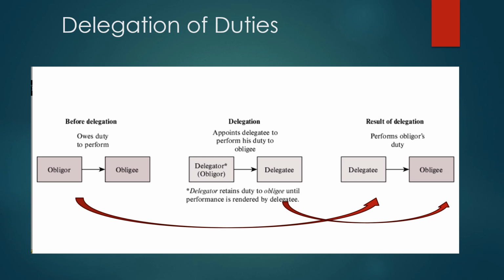And when we talk about delegation of duties, the original obligee, who you have to do the work for, is able to enforce the contract still against the original obligor who is supposed to perform, and against the delegatee who now has to perform as well. So you can go back after both of them.